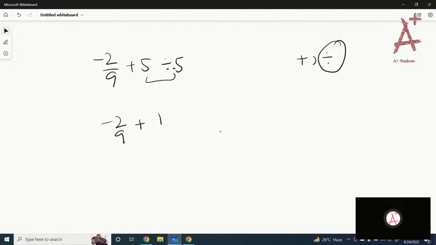Sorry, it is negative 5. So you are dividing a positive and a negative number, so the answer must have a negative sign. Now you are adding two numbers with the same sign, so you need to put a negative sign and you have to add them.